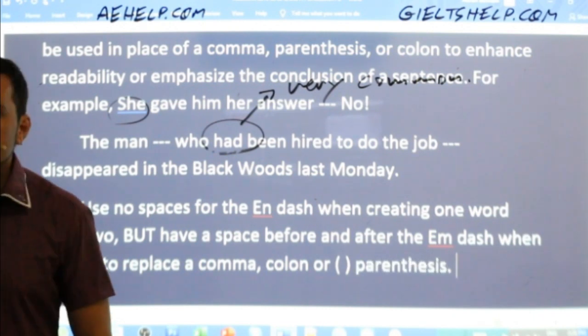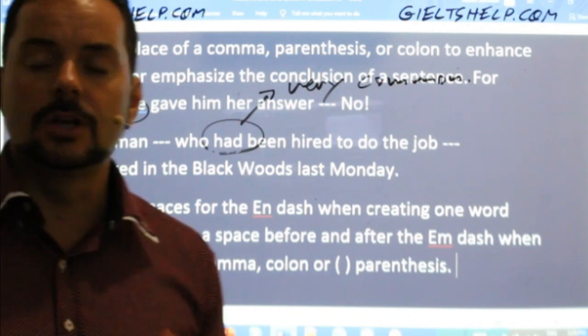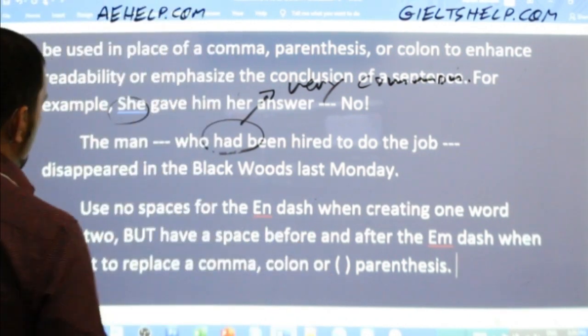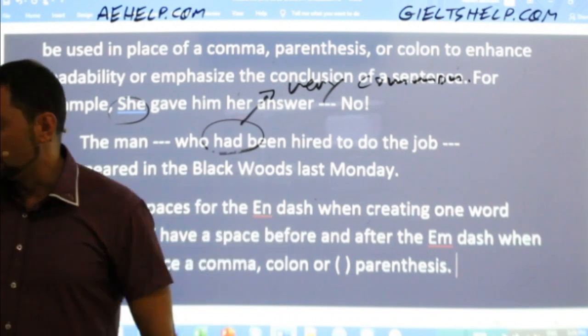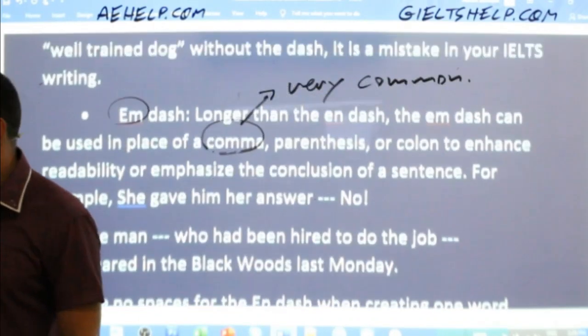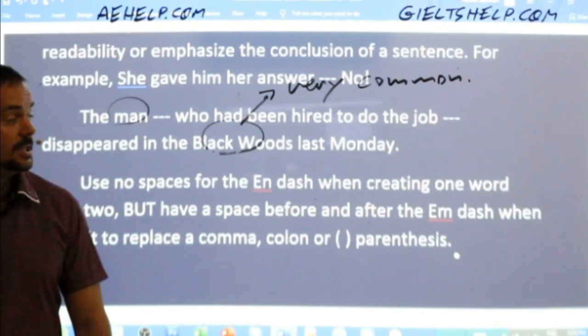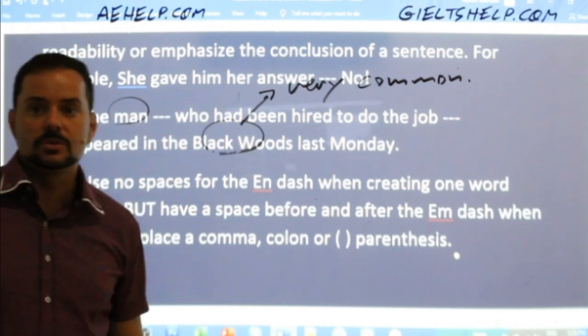Okay, so that's your answer, Yvonne, and that was a good question because using correct spacing in writing is very important. So no spaces for the en dash when you make one word. So when we created the word part-time, there's no space before or after. And when you're using the em dash like this, there's a space before and there's a space after. So keep that in mind.